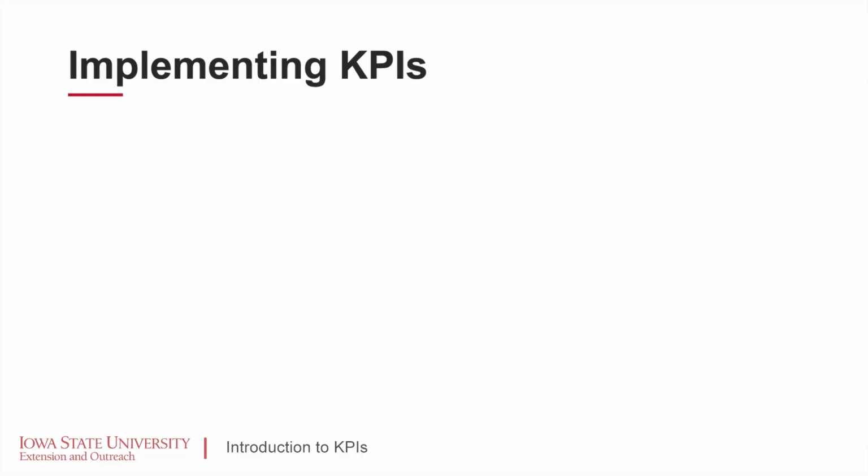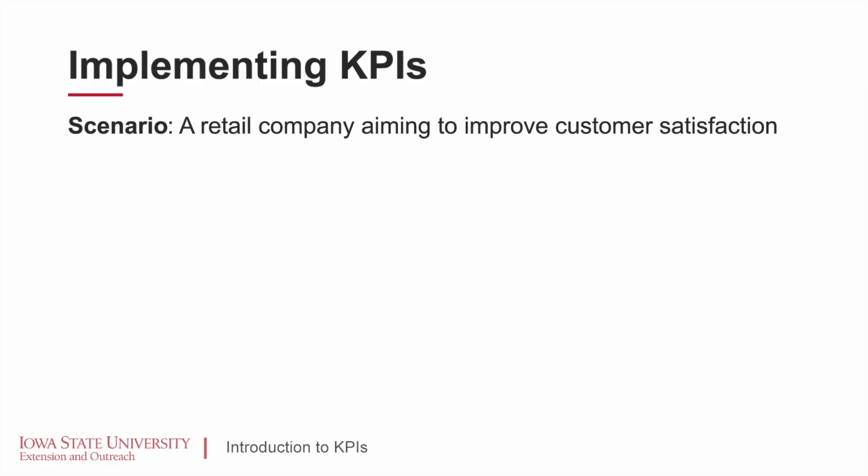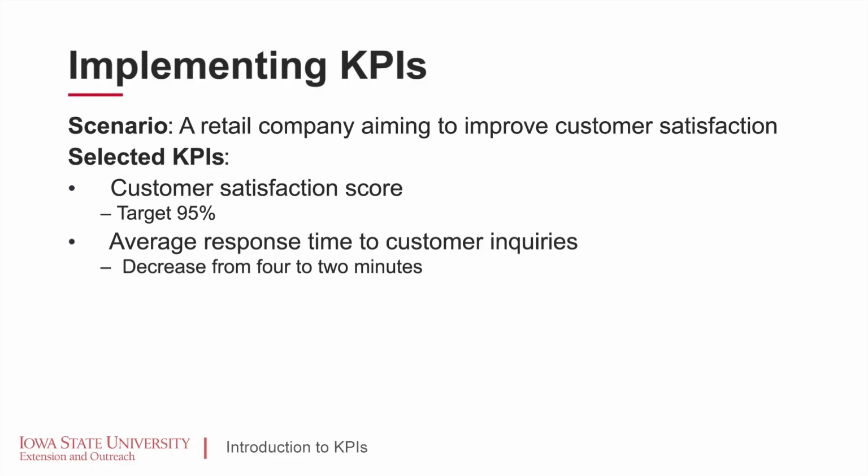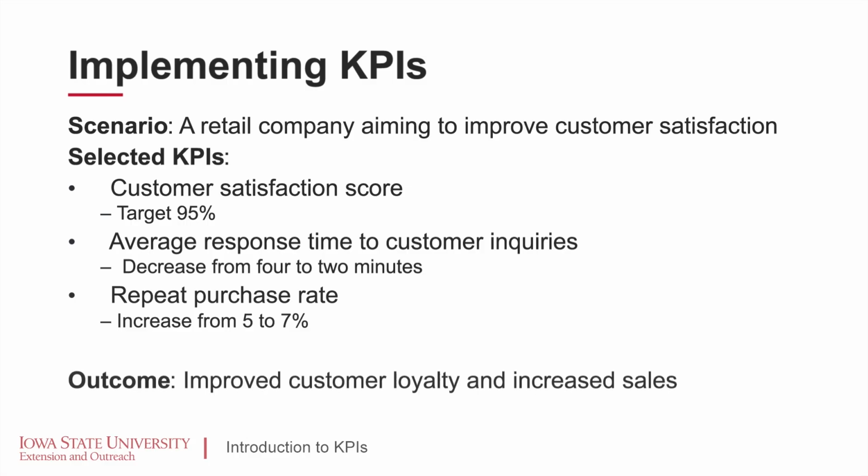Let's look at an example of how to implement KPIs. In this scenario, a retail company aims to improve customer satisfaction. Selected KPIs include a customer satisfaction score of 95%, decreasing average response time to customer inquiries, and increasing the repeat purchase rate from 5 to 7% of customers. The outcome of tracking and improving these KPIs should be improved customer loyalty and increased sales.